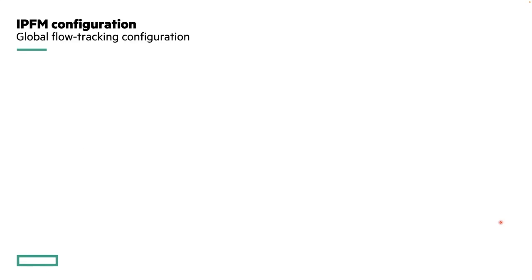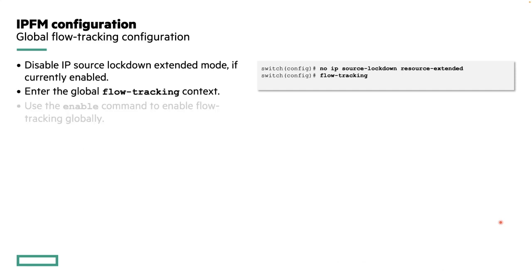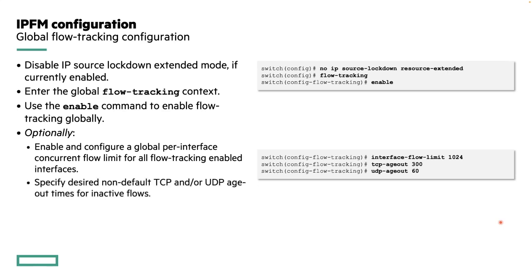So how do you deploy the IP Flow Manager? Pretty straightforward. You start with the global configuration. So the first prerequisite is to disable IP source lockdown extended mode if it happens to be enabled already. Enter the global flow tracking context and use the enable command in that context to enable flow tracking globally. Optional steps after that, you can configure that global per interface flow limit. This will again apply to all flow tracking enabled interfaces. And you can specify non-default TCP or UDP age-out timers for inactive flows.